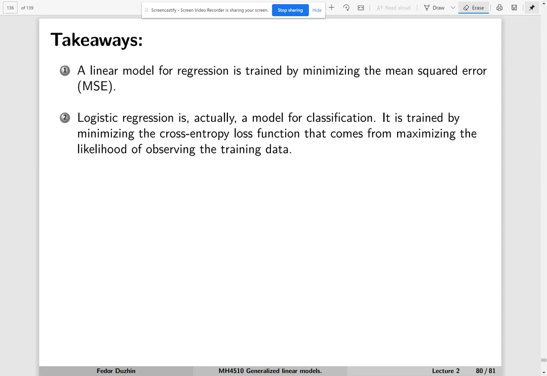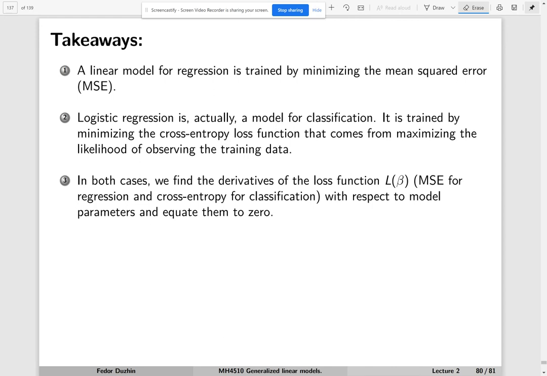It is trained by minimizing a certain loss function. So only the loss function is different. For linear regression, it is mean squared error, and for logistic regression, it is the cross entropy, right? The reason for that is that the cross entropy comes from maximizing the likelihood of observing the training data. In both cases, what we do is we find the derivatives of the loss function with respect to model parameters and equate them to zero.